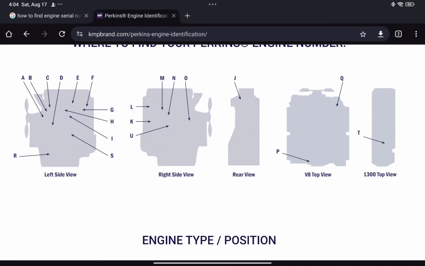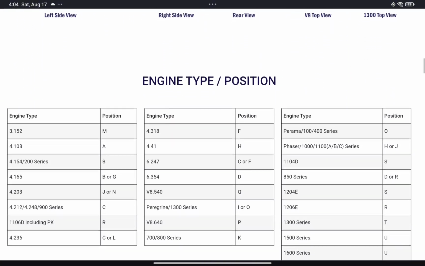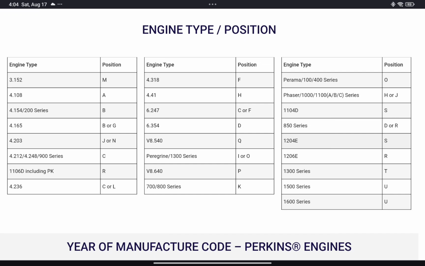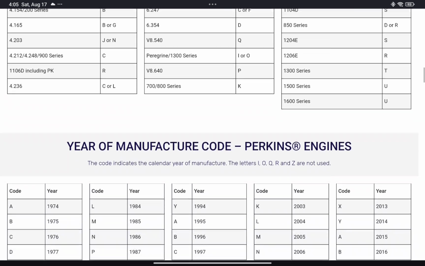Here in the next options we can see the engine type and the positions. As you can see, we have a lot of positions, and these are examples of our engine types and their positions. For example, we have the 3.152, that is in positions, and we have a lot of options. Just take a look at all of this here. You can see all the positions of this engine.